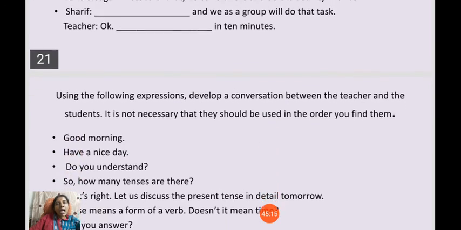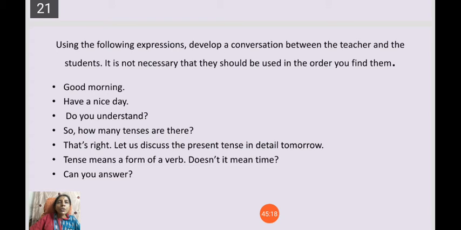Now let us look at another one. Use the following expressions. Develop a conversation between the teacher and the students. And the most important point you note down is that it is not necessary that they should be used in order. You find them in an order, but it is not that you should use them in the same order. You can jumble them. Wherever they fit, you can use them. Now take 1 minute. It's very easy for you to generate a conversation. Do it.